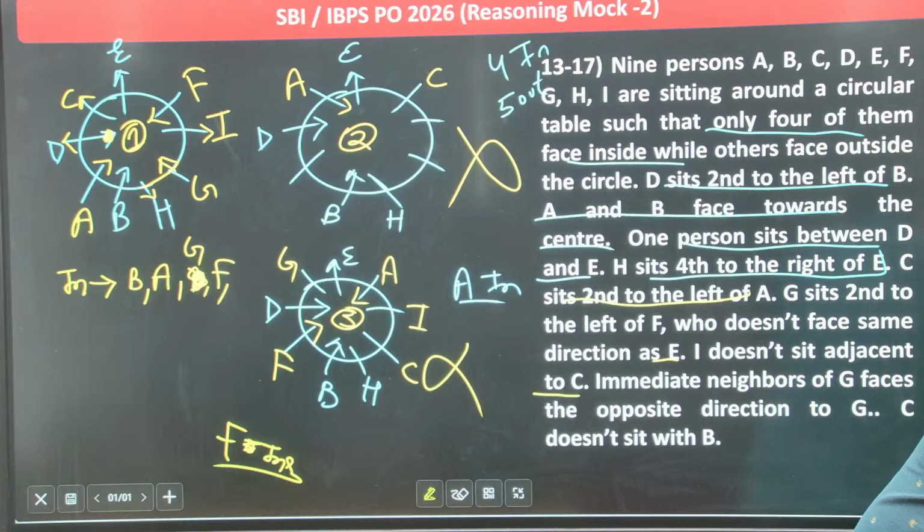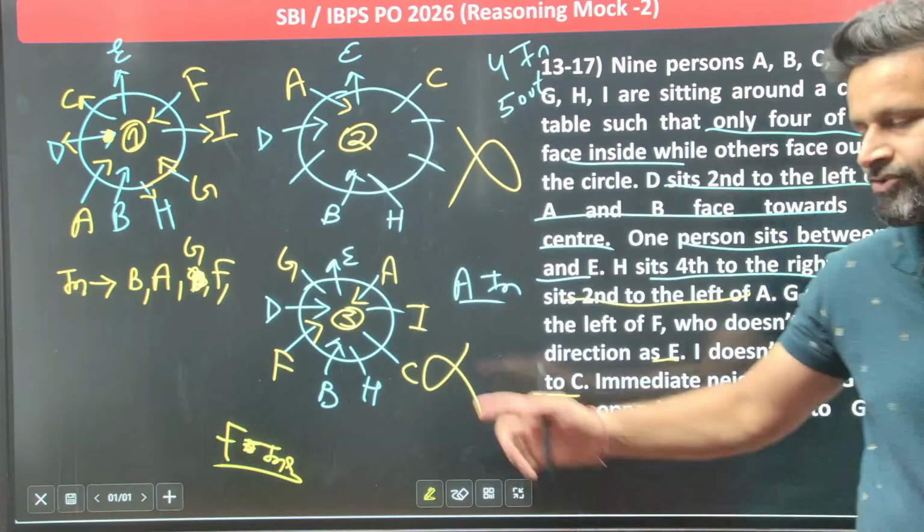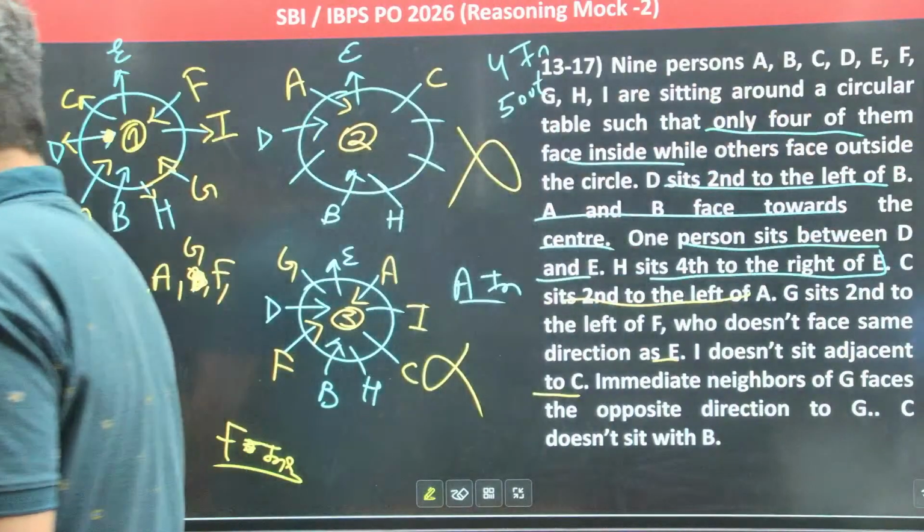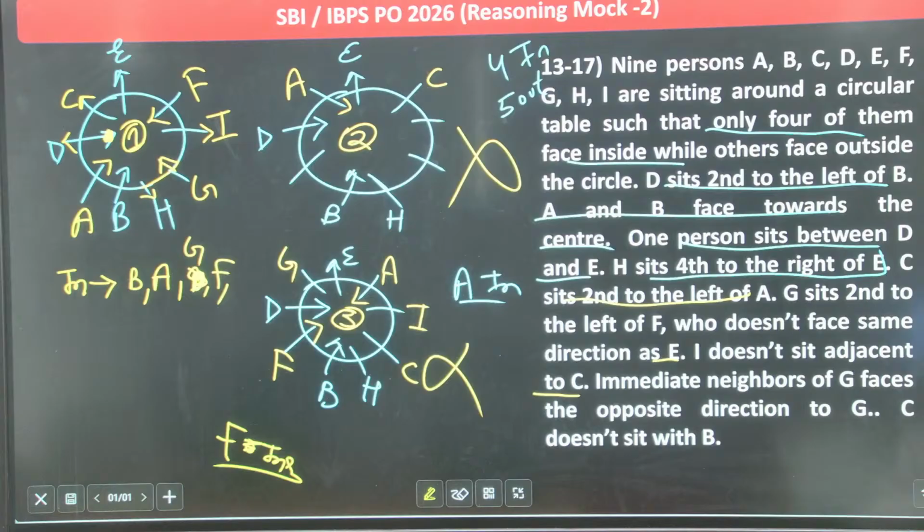If you are solving this, can you please cross check? So 4 facing inside are coming out as A, B, G and F. This is your correct and complete solution. If you want to take a screenshot, you can definitely take. If you want to ask anything, please ask. All right then. Next.